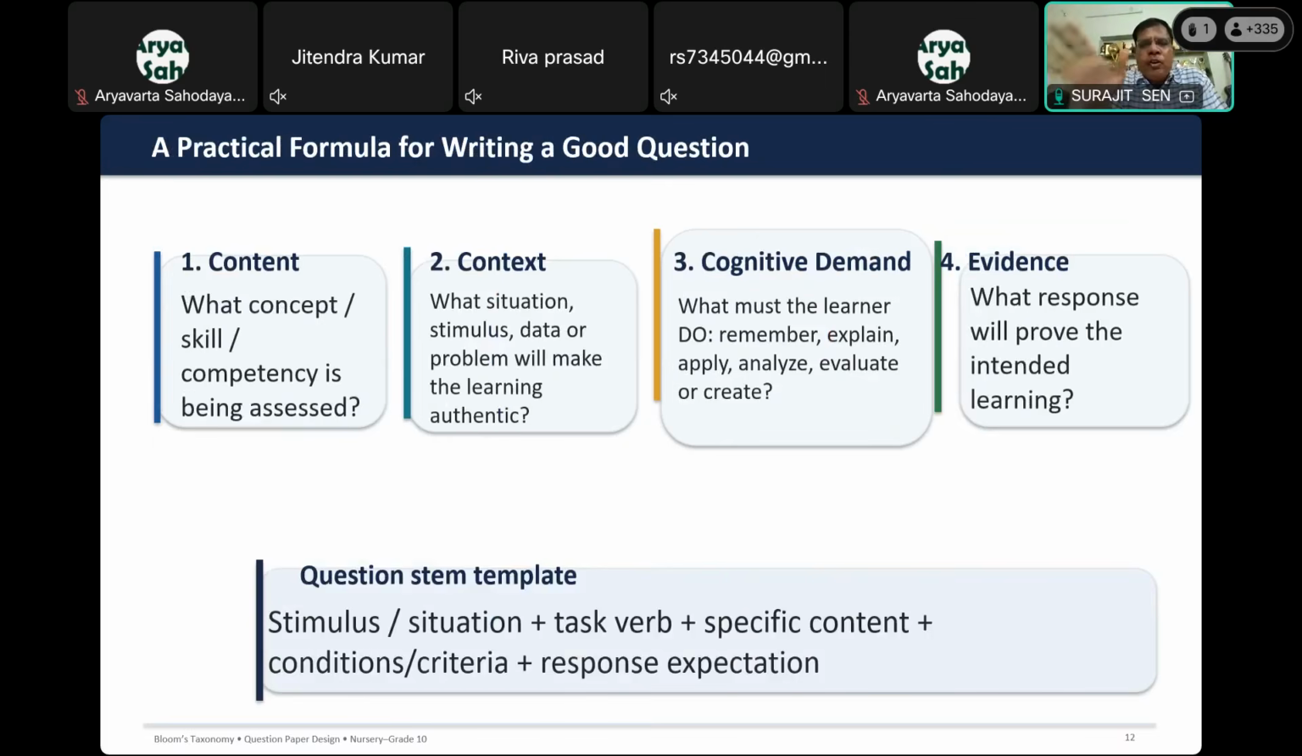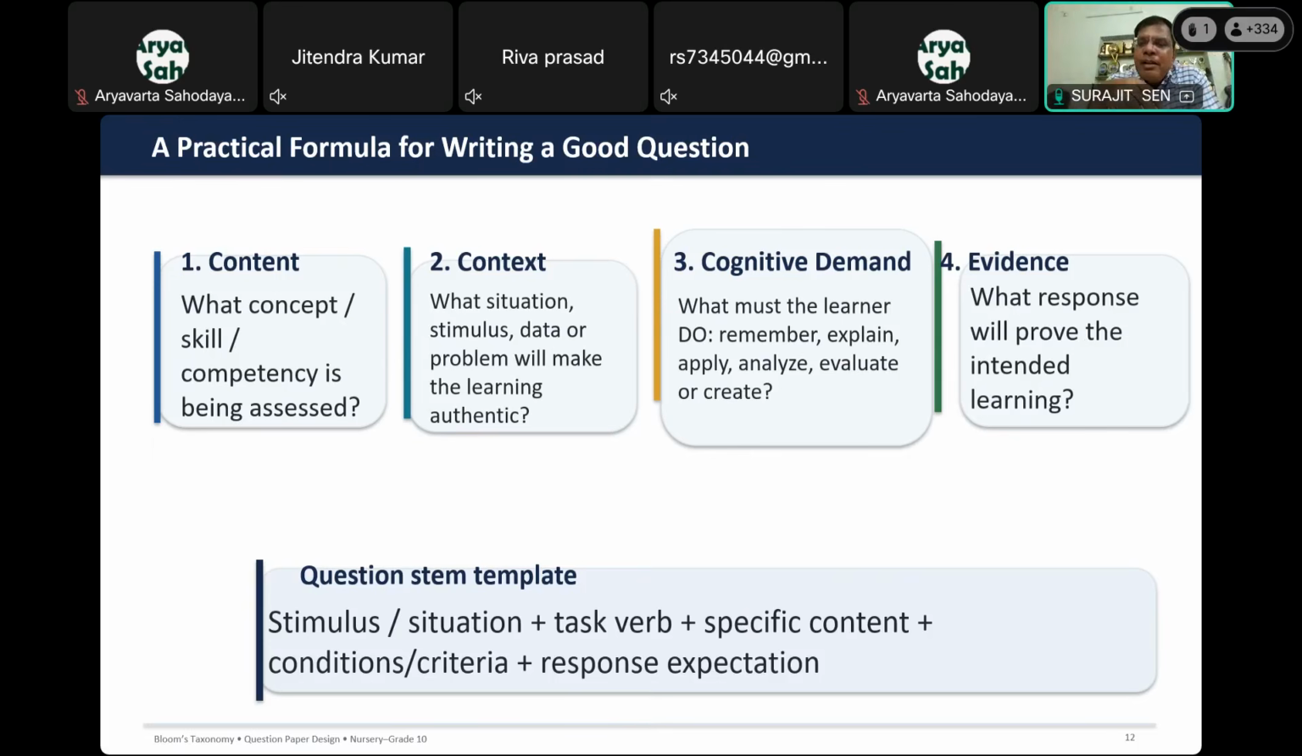If you want to make a good question paper, in a very simple way, first is the content: what content or concept, or skill or competency is being assessed, that you have to keep in mind. On the basis of that, you will make the context: what situation, stimulus, data or problem will make the learning authentic. You have to provide that data. Just for the heck of doing it, don't do it. That's why it is not so easy to make a question paper 2 days or 3 days before the exam. At least 1 month you need to sit, analyze and make a very good question paper.